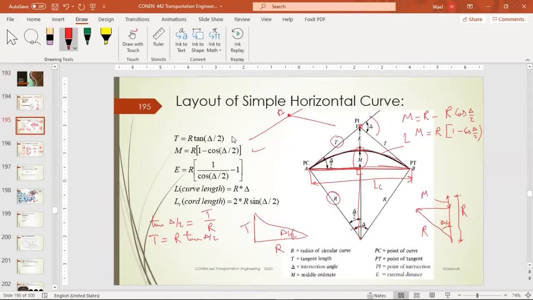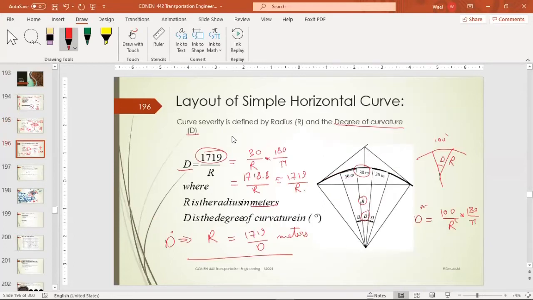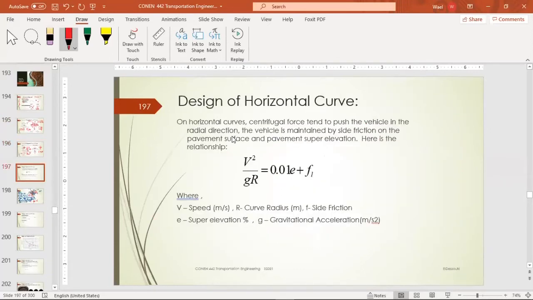Then we discussed the main characteristics or the main elements in a horizontal curve, just for a simple curve. And these are the most common curves that you are going to be using. And also we discussed the degree of curvature. Then we derived this formula for the balancing of a vehicle on a horizontal curve. And these are basically the design formula for a horizontal curve.